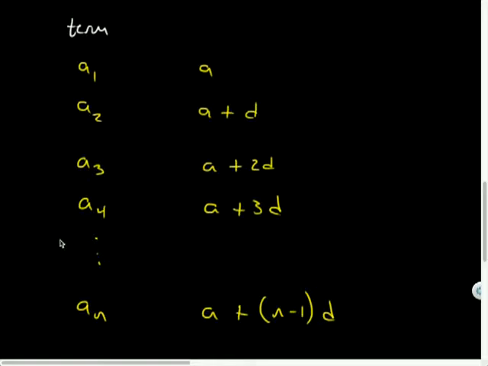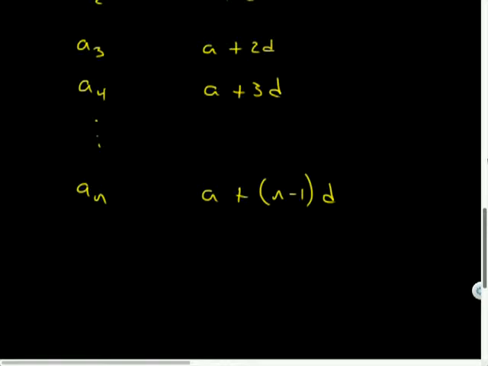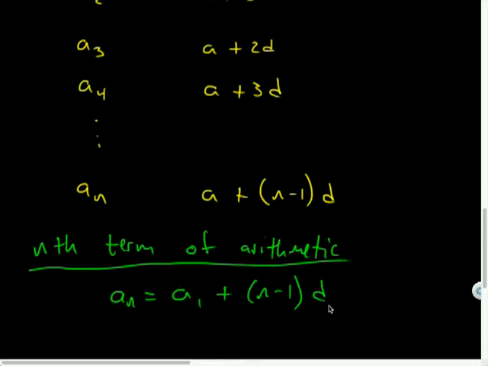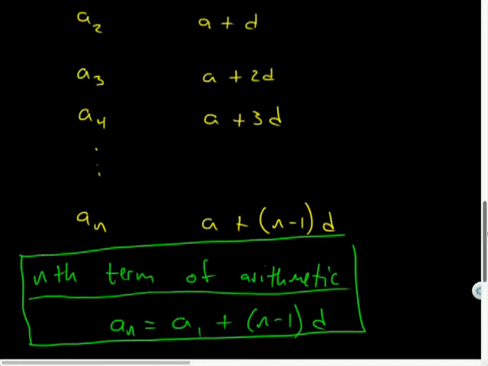So our formula, which we just discovered from this pattern, is the following. The nth term of an arithmetic sequence is a sub n equals a, you could refer to that as a sub 1 if you wanted, plus n minus 1 times d. So the first term plus some number of d's, where it is 1 less than the number of terms I'm looking for. Now let's verify that this works.